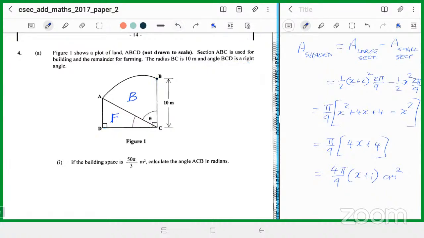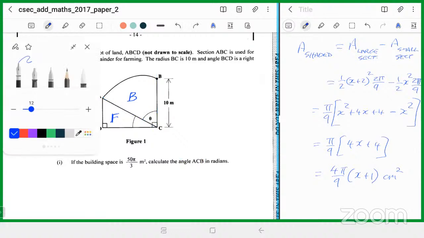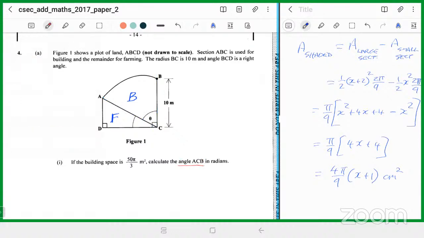And then they go on to tell us that if the building space is 50 pi by 3 meters squared, that's the area of the sector right here, we are to calculate the angle ACB, which is theta. We want it in radians. So this is asking us for theta in the diagram. This angle is actually theta.